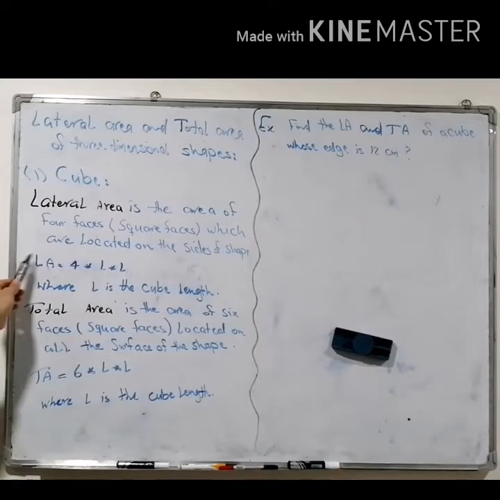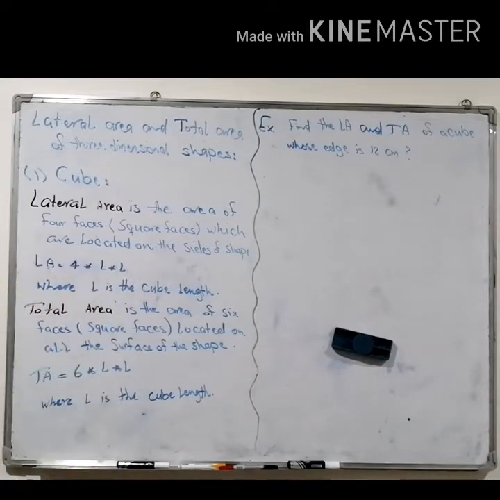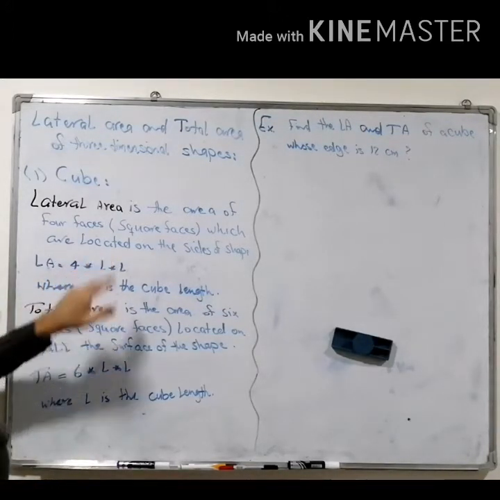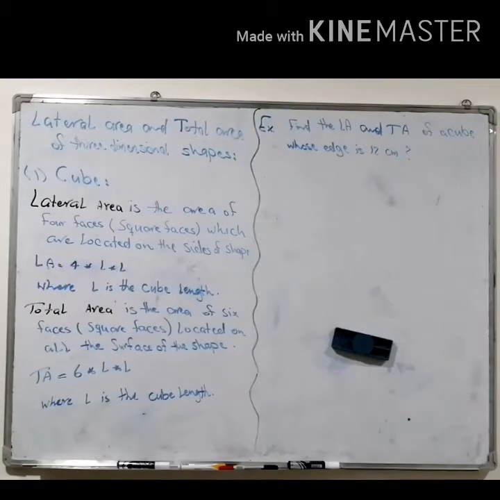The law of lateral area is 4 by L by L. Since there are four faces, it is 4 multiplying by the area of one face. And since the face is square, so 4 by L by L.